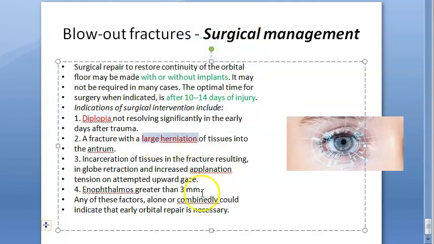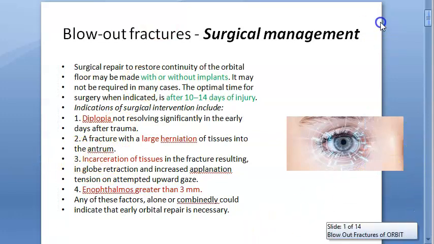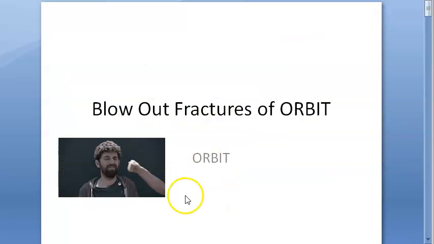or incarceration of tissues, that means there's imprisonment of these tissues in the fracture, resulting in globe retraction, increased applanation tension on attempted upward gaze, enophthalmos greater than 3 millimeter. All these will be indications for surgery in a blowout fracture. Otherwise, they say you don't need to surgically intervene.